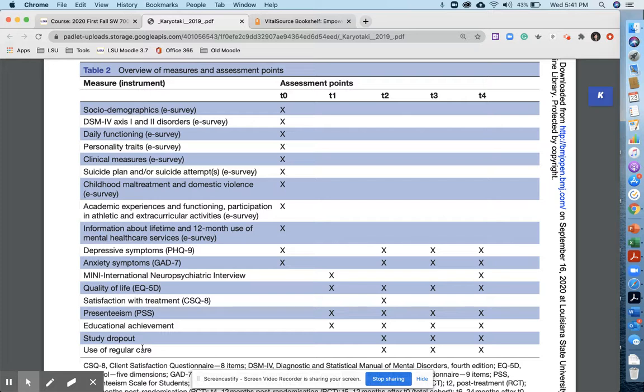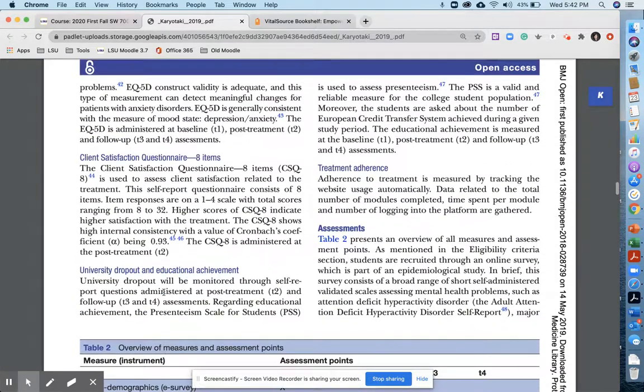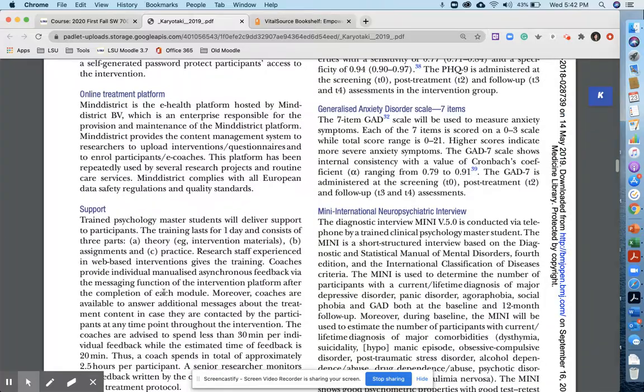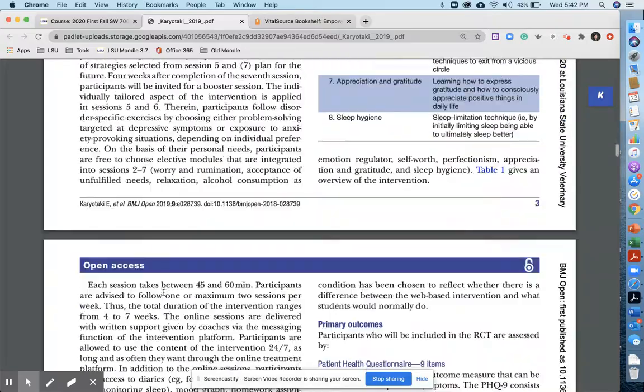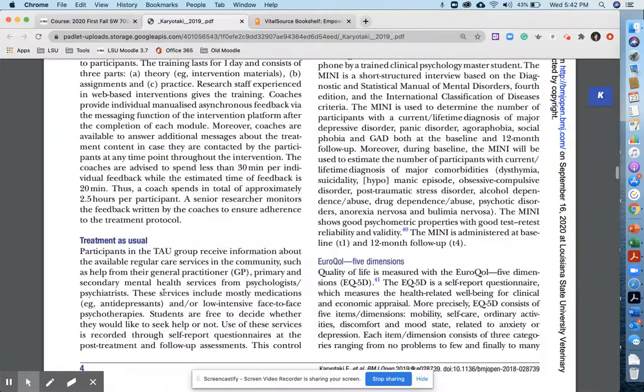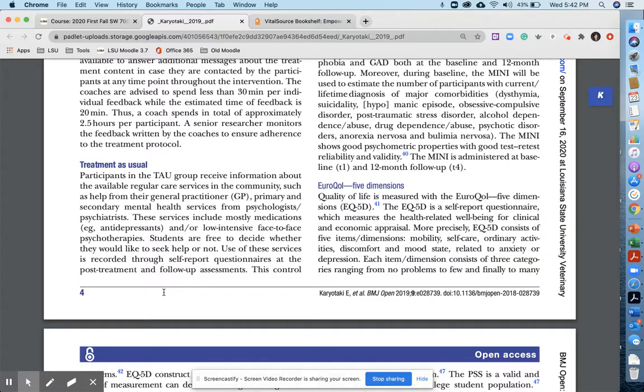So we know that this is a repeated measures design in some ways because they don't just do a pretest and a post-test, but they continue to collect data after the post-test. So there are multiple measures here. We also know, if we go to the intervention and the treatment as usual, that we have 2 groups.